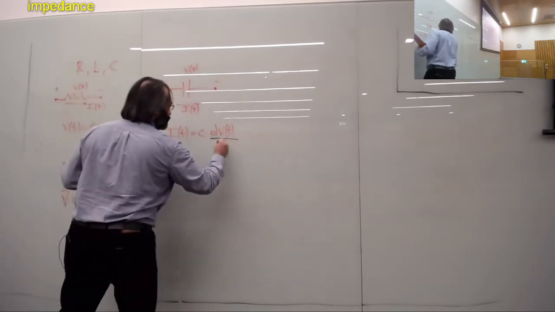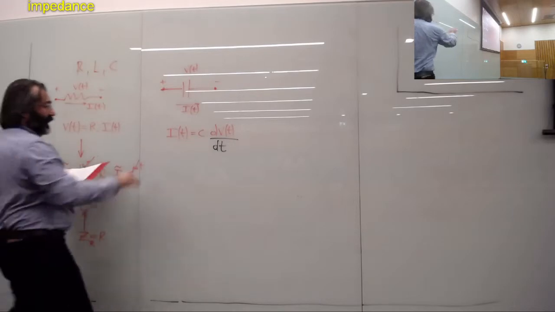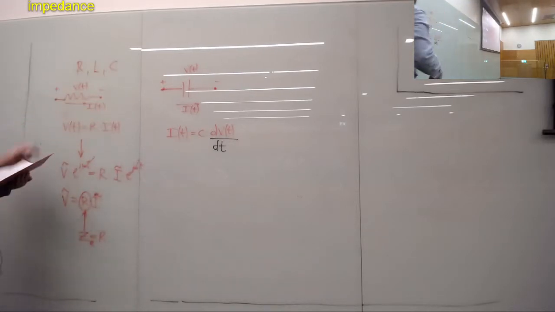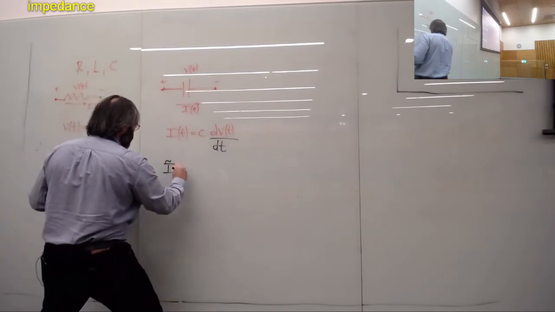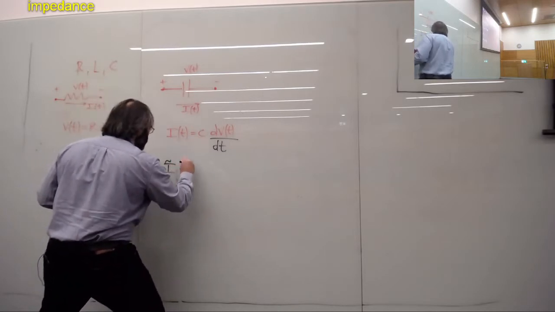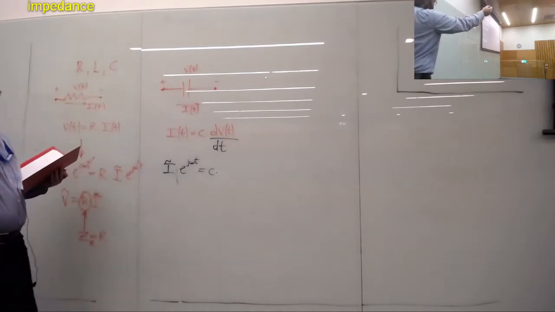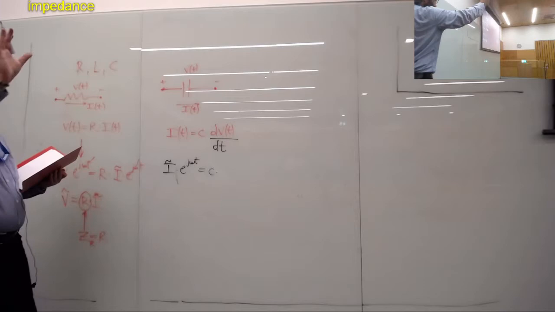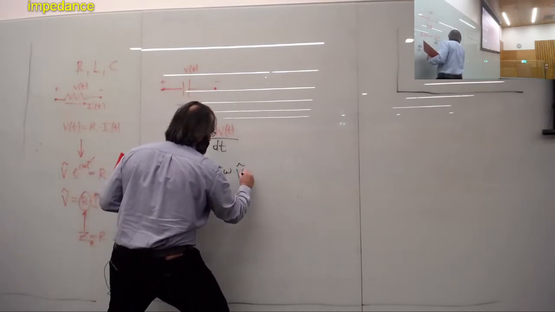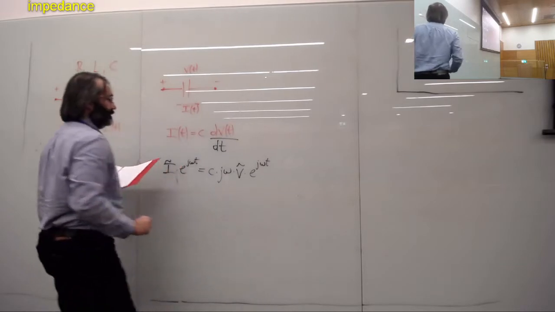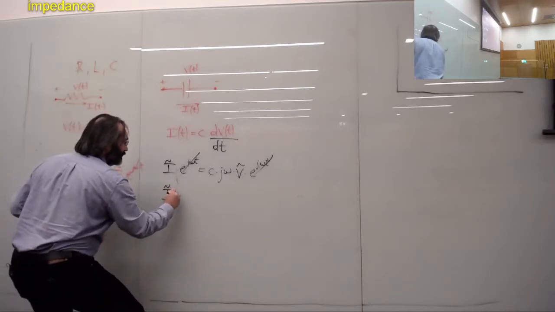Okay, so this is the equation. And so we now do the same trick. I will not write anymore e to the j omega t. We found out that e to the j omega t goes away. No, actually, I have to write it. So this is I tilde e to the j omega t equal to C times the derivative of V tilde e to the j omega t. V tilde doesn't depend on time. It's only e to the j omega t that depends on time. And so this brings down j omega. And V tilde is a constant, so again, I can remove the e to the j omega t on both sides. And so we obtain I tilde is j omega C.